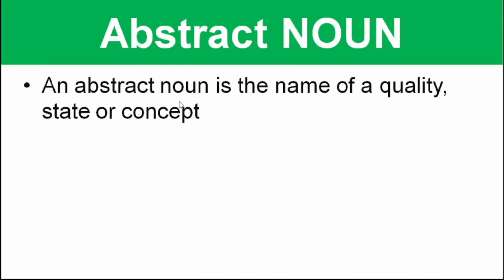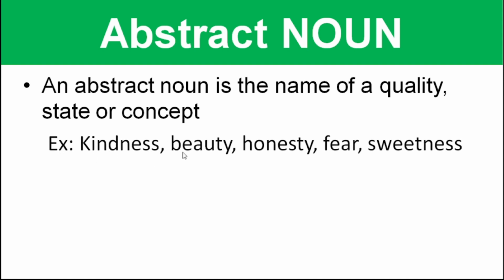The definition of the abstract noun is the name of a quality, state or concept. To understand in a better way, these are kindness, beauty, honesty, fear, sweetness. We know what abstract means: we cannot see and we cannot touch, but we can feel, we can experience, right? Kindness, what is the structure of kindness? We don't have the structure of kindness, but we all know that we experience it, right? We cannot see, but we can experience. This is called an abstract noun.